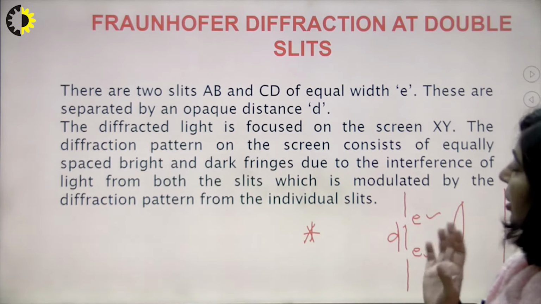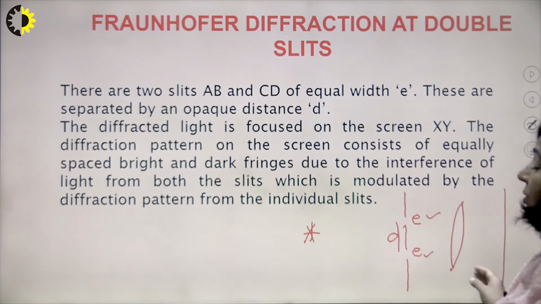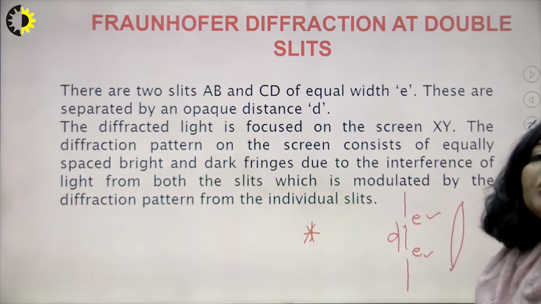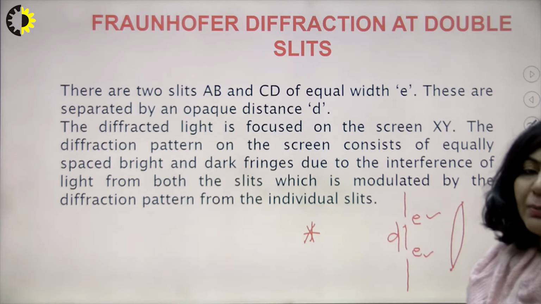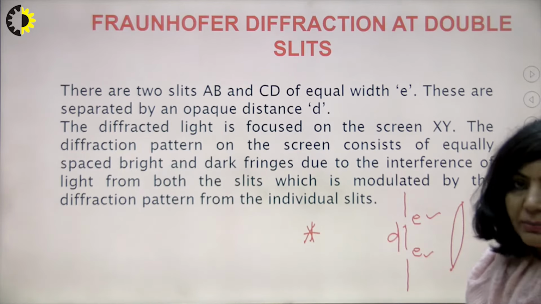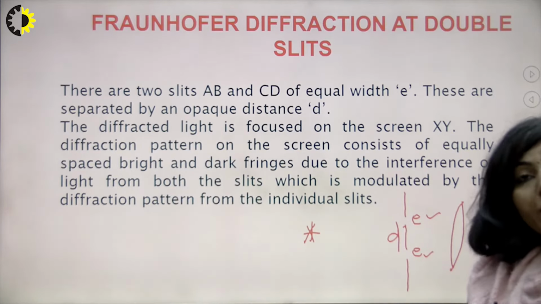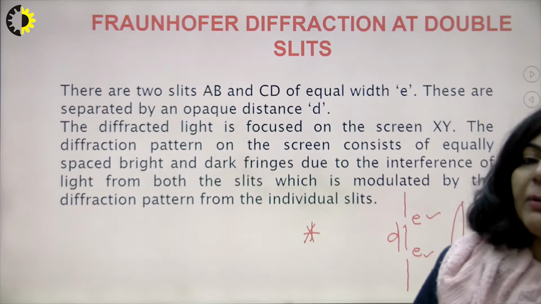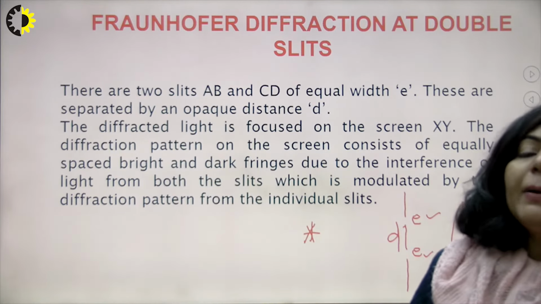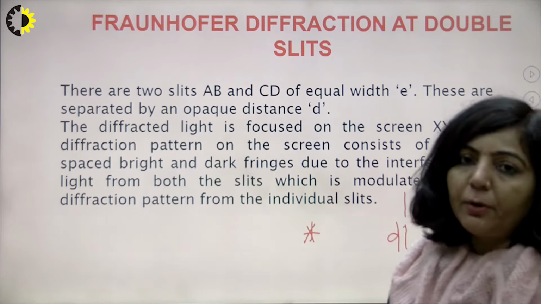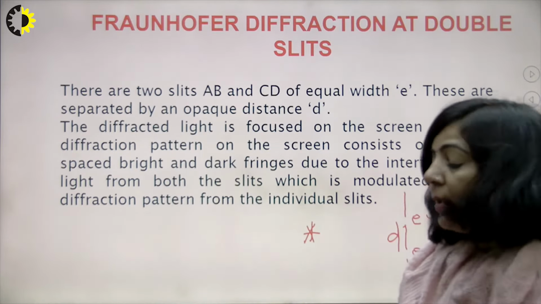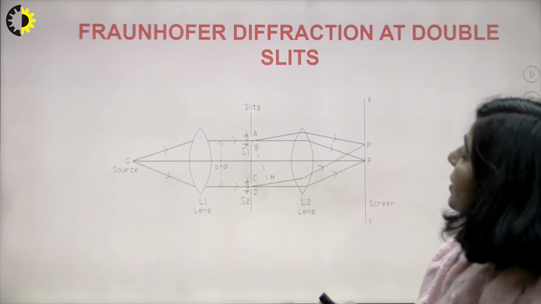Now we take a general point over the screen XY, let that point be P. That point P can be a point of principal maxima, a point of minima, or a point of secondary maxima. Under what condition you get principal maxima, minima or secondary maxima will be decided by the resultant amplitude at that point. How those maximas and minimas are decided, we will discuss with the help of this diagram.